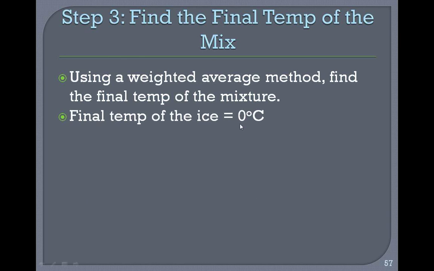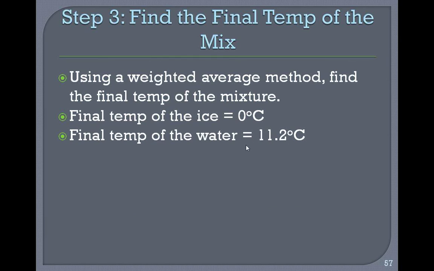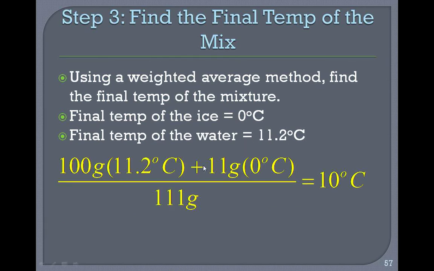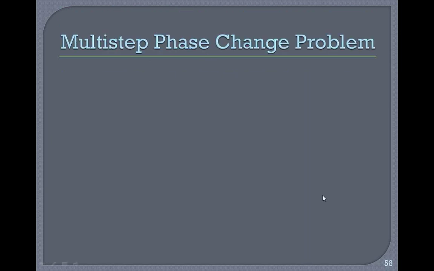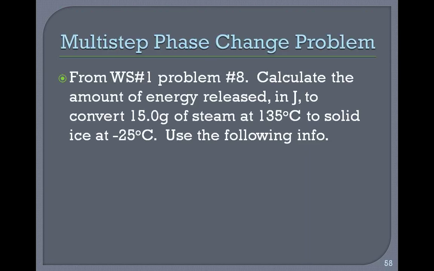So step 3, find the final temperature of the mix. We're going to use a weighted average method to find the final temperature of the mix. The final temperature of the ice we know is 0 degrees Celsius. The final temperature of the water is 11.2 degrees Celsius. And we're going to go back to that weighted average we did earlier. 100 grams times that temperature, and 11 grams times its temperature, divided by the total mass, which is 11 plus 100, which is 111. And that gives us a final temp of 10 degrees Celsius.